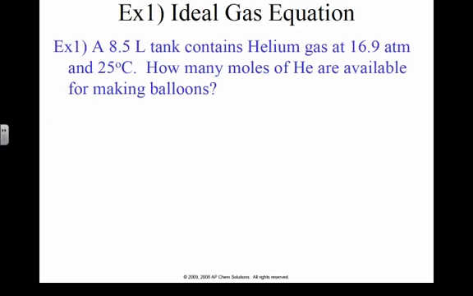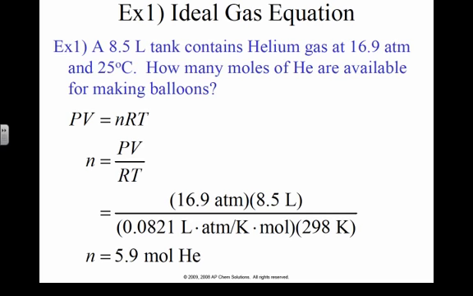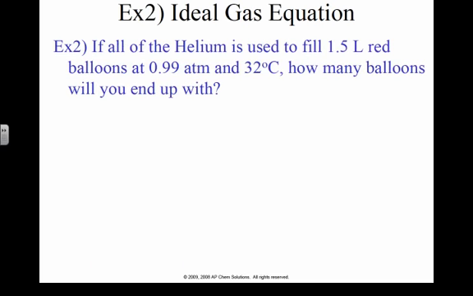An 8.5 liter tank contains helium gas at 16.9 atm and 25 degrees Celsius. How many moles of helium are available for making balloons? Well, I've got volume, I've got pressure, I've got temperature, so I can solve for the number of moles. I get 5.9 moles of helium. If all the helium is used to fill 1.5 liter red balloons at 0.99 atm and 32 degrees Celsius, how many balloons will you end up with?